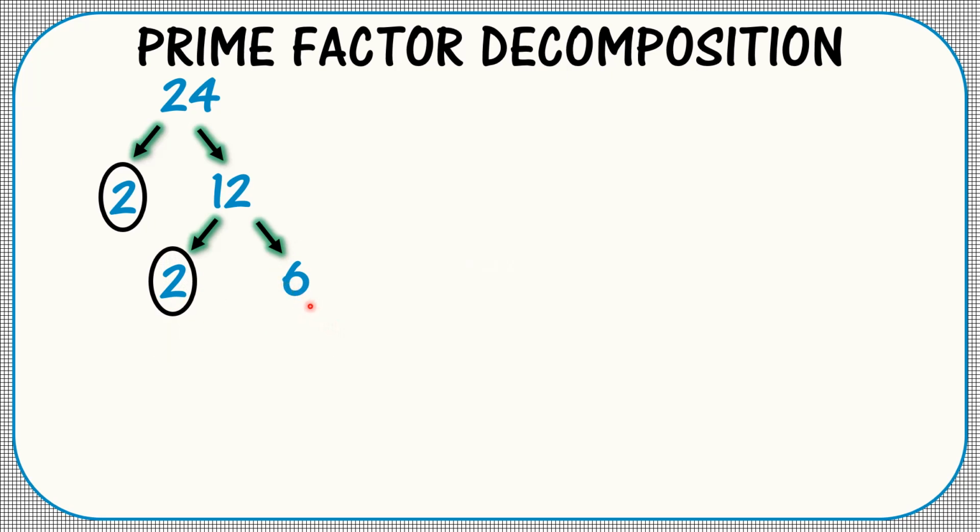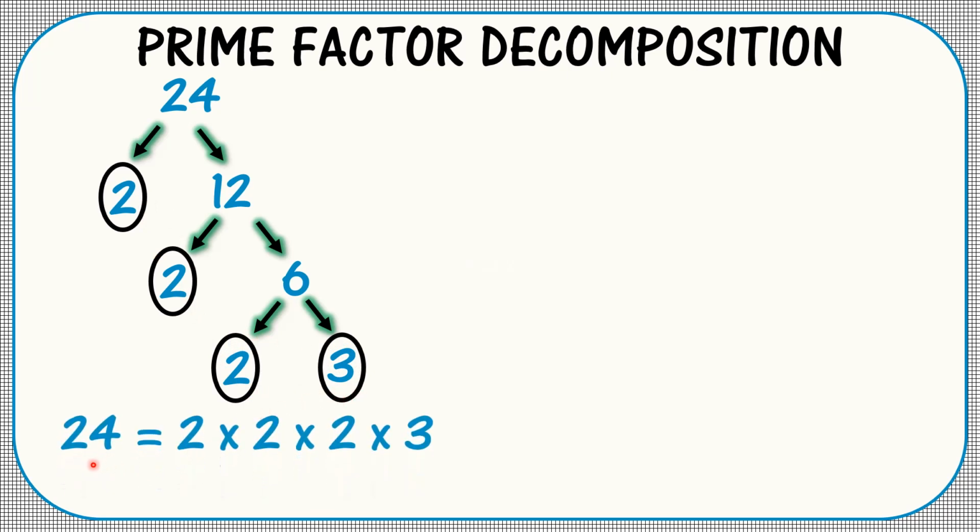Which two numbers multiply to give 6? We know that this is 2 times 3. Is 2 a prime number? Yes, it is. Is 3 a prime number? Yes, it is. Because we can't draw any more arrows and each of these final numbers have circles around them, this will be the answer.